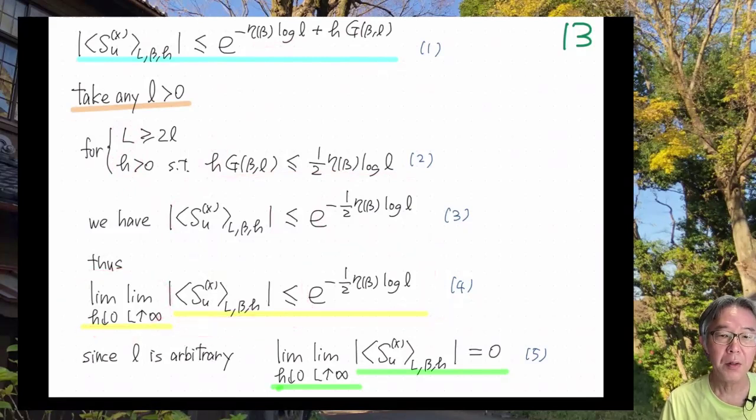Now this is valid for any l. And since l is arbitrary, this can be as small as you want. So this means that this double limit must be vanishing. That's the proof of the Hohenberg-Mermin-Wagner theorem by using the Maclaurin-Spencer argument.